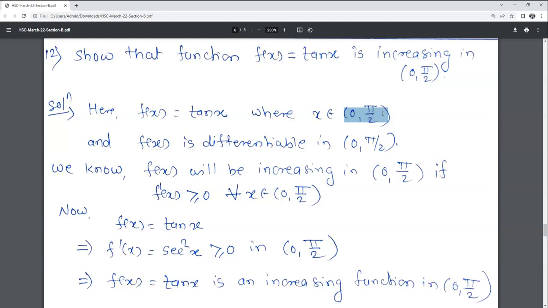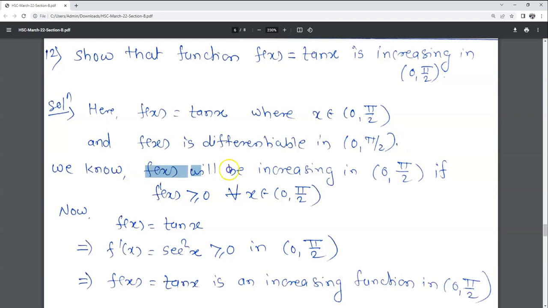Correct. If you look at the table, do the values of cos come? Every cos between 0 and pi by 2 has some value. That's why, and sec is what? Reciprocal of cos. So sec square exists. That's why we can directly say f of x is differentiable in this. This is a very important line. Remember, you will have the half mark for this.